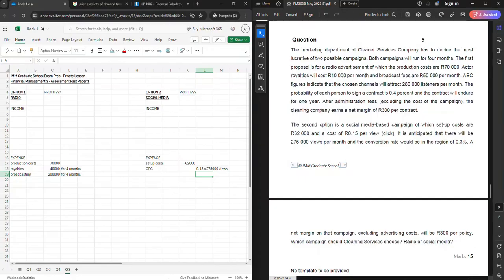That total amount is also times by 4 because it's per month they get 275,000. Correct. So times 4 months. Yeah. All right, let's do that working. 0.15 times 275,000 times 4. Okay, what else?